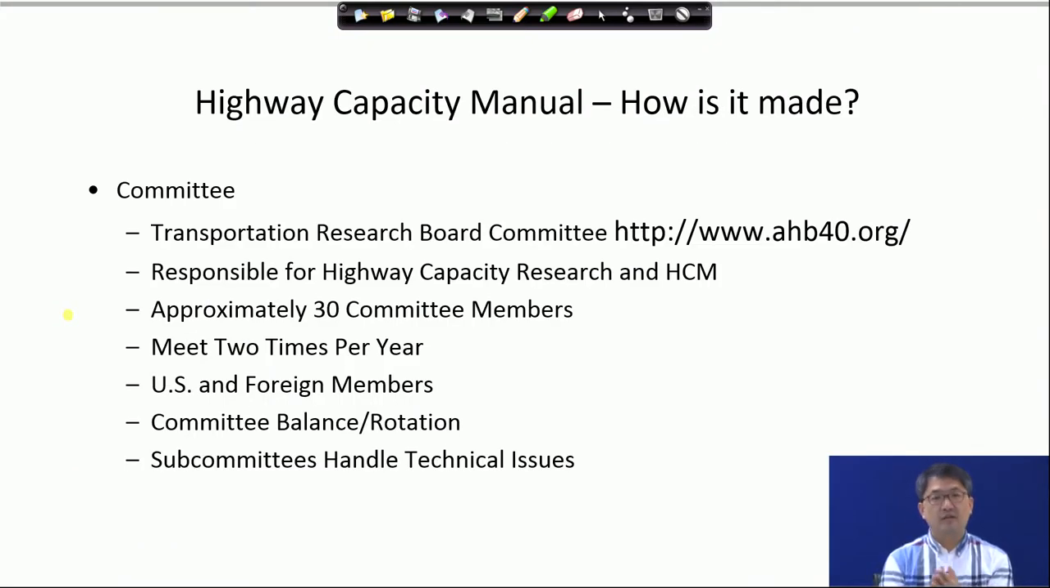Sometimes people are interested in knowing how this was made. As I mentioned, this is based on consensus. There's a committee organized by the Transportation Research Board, which is one of the seven National Academies' branches. And the TRB is actually an all volunteer-based organization. The members are volunteers, except for a few staff members coordinating the efforts.